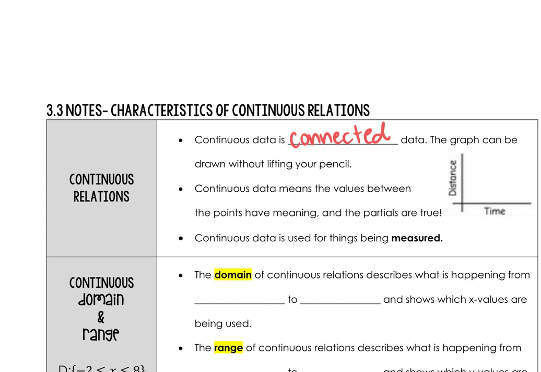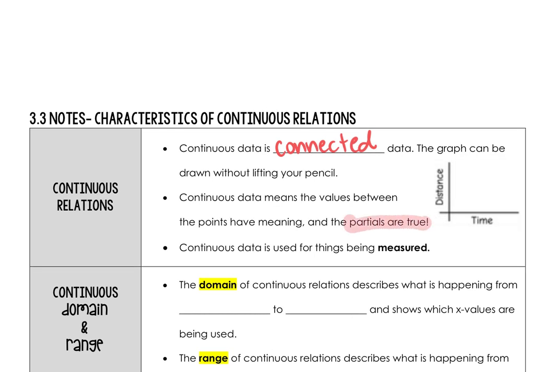Graphs of continuous functions can be drawn without lifting your pencil. And so continuous data means that the values between the points have meaning, which means that the partials are true. So remember yesterday we used crumble cookies, and how you can't get 1.5 crumble cookies, and that's why it was discrete. Today we're looking at time versus distance.